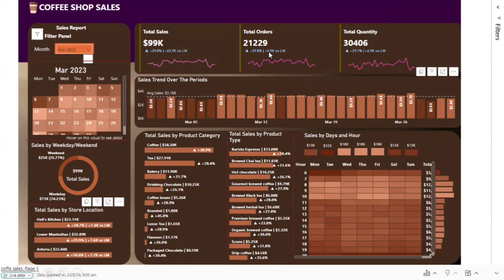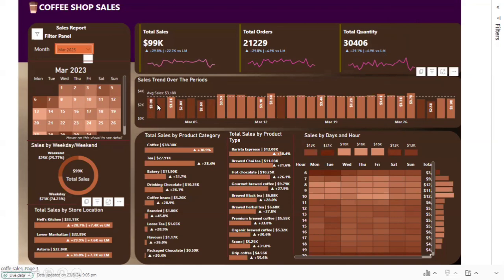Similarly, we got a nearly 30% increase in orders, and about 9K total orders increase compared to last month. In quantity it also increased by 29.1%, and the total quantity increase was 6.9K compared to last month.